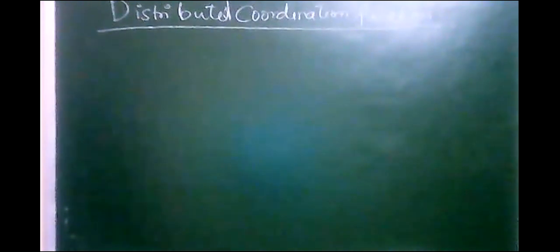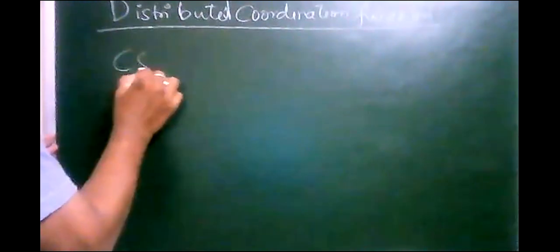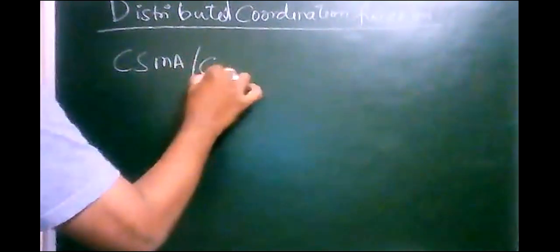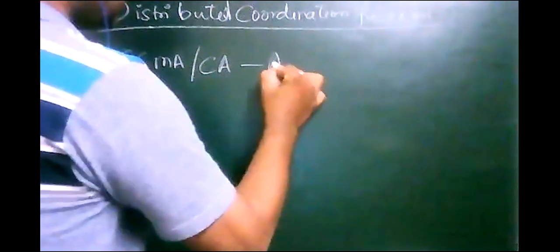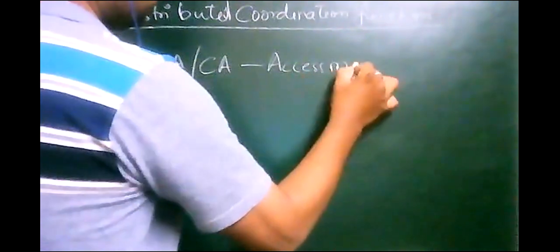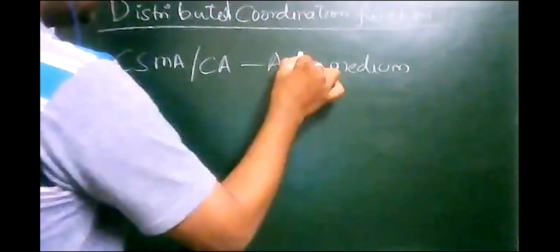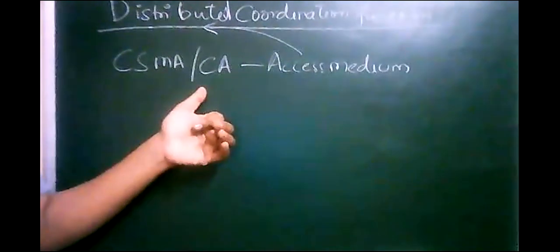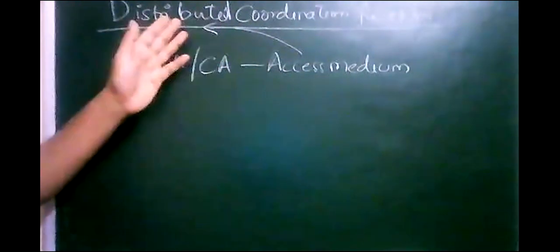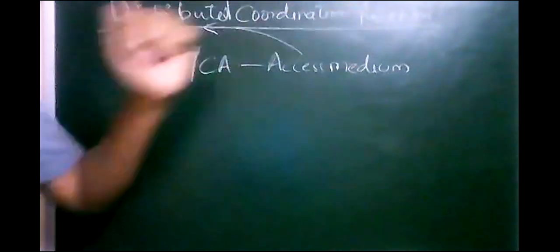So according to IEEE, the first protocol is DCF. What happens here is that it uses one kind of medium access, which is CSMA/CA. It is the access medium adopted by the distributed coordination function.